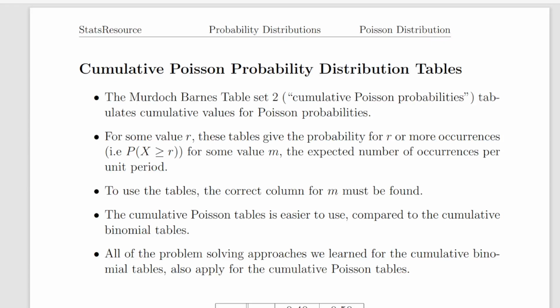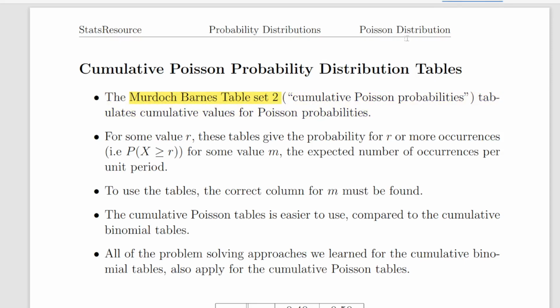Okay, in this presentation we're going to have a quick look at how to work with the Murdoch-Barnes probability tables, the statistical tables, when we're dealing with the Poisson distribution. The Murdoch-Barnes tables is commonly used in undergraduate statistics, and you will probably have it in your exam when you do your exam. Okay.